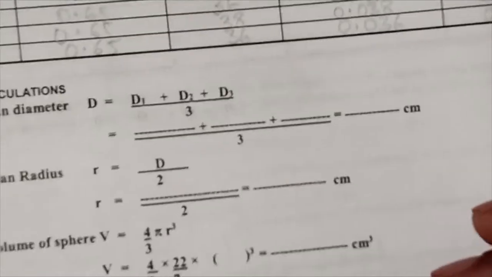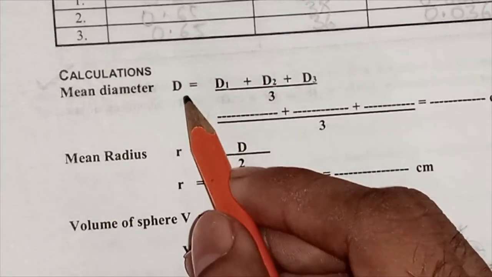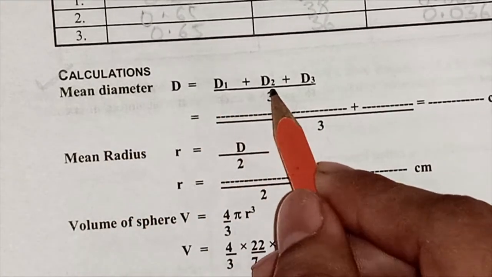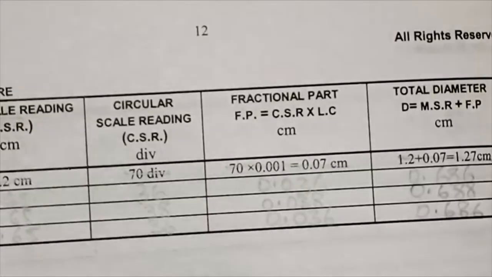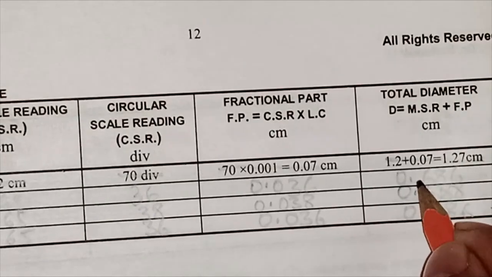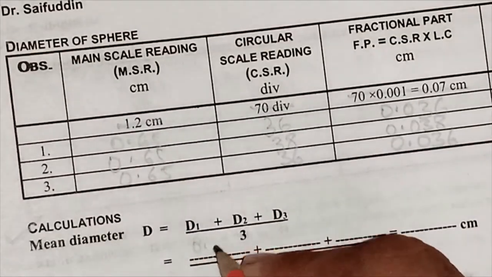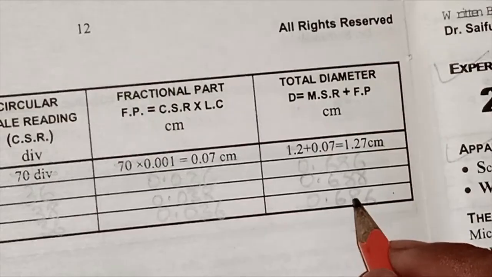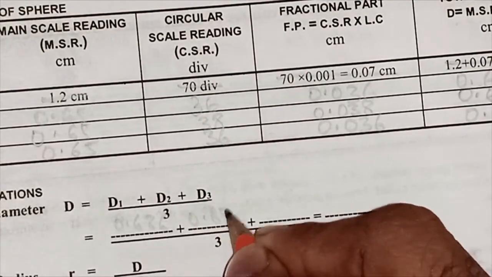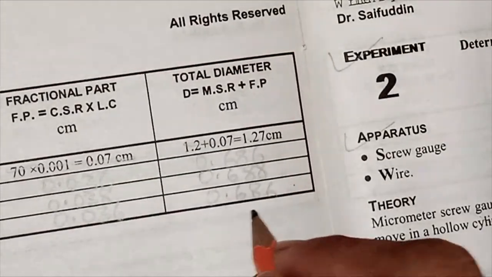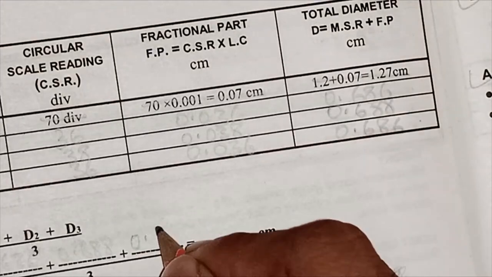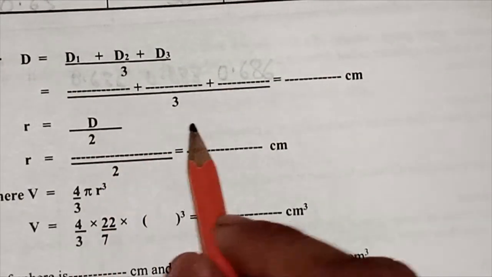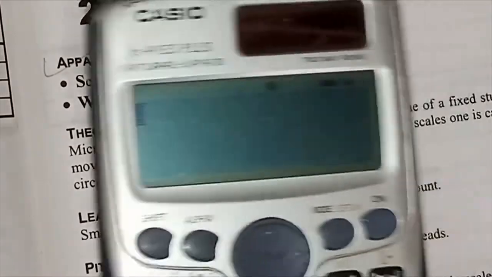For calculation, the formula for the mean diameter is D equals D1 plus D2 plus D3 divided by 3. So what was our D1? 0.686. So I will write here 0.686. Second D is 0.688. The last one is 0.686. Now I am going to divide by 3 to take the mean diameter.